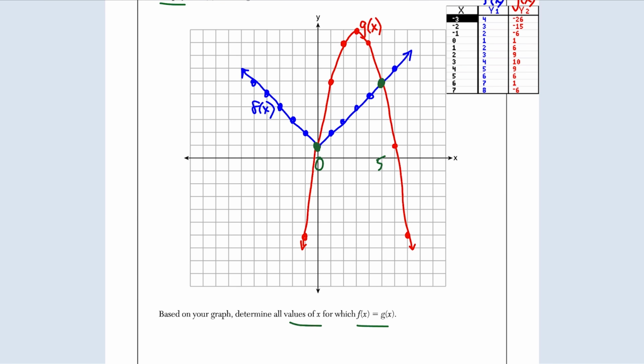And if we wanted to be 100% sure, just look at the table. At x equals 0, we have matching y values. And when x is equal to 5, we once again have matching y values. So I know these values of x are good. So our solutions, we have x equals 0 and x equals 5.